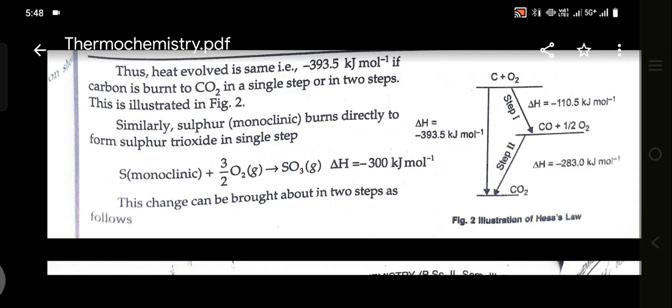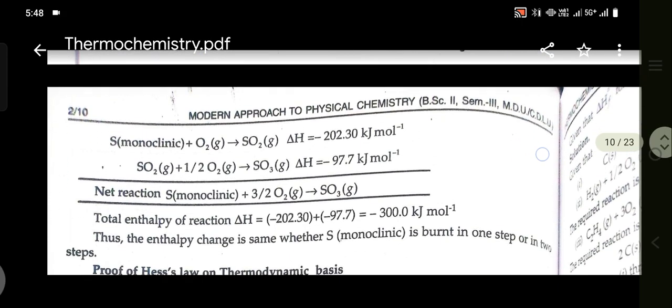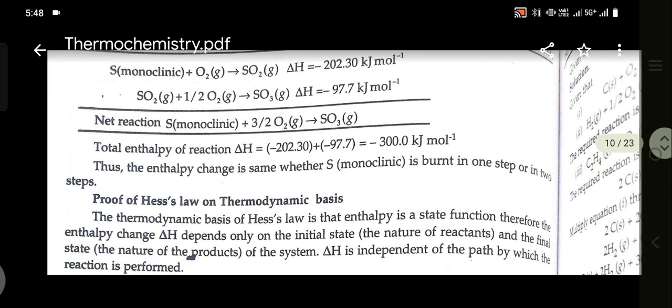Sulfur monoclinic plus oxygen gas gives rise to SO3, that is, delta H is equal to minus 300 kilojoule per mole. This change can be brought about in two steps also. The reaction will be sulfur monoclinic plus 3/2 oxygen gas that gives rise to SO3. Here also the enthalpy of reaction will be minus 300 kilojoule per mole. So the enthalpy change is the same whether the sulfur monoclinic is burnt in one step or in two steps.